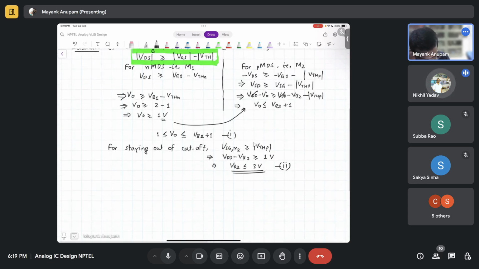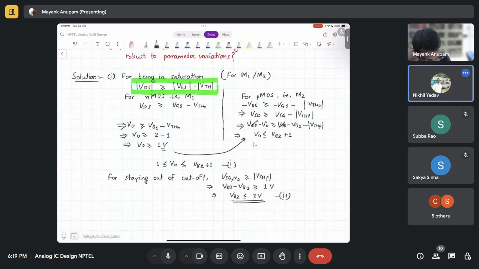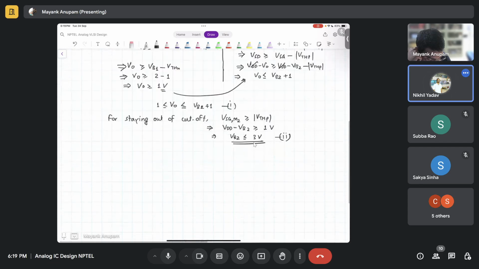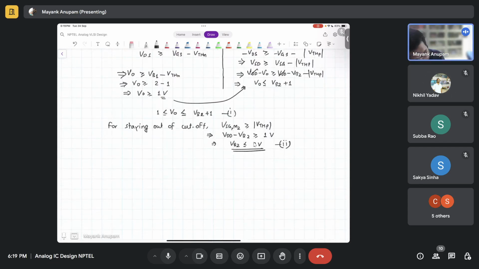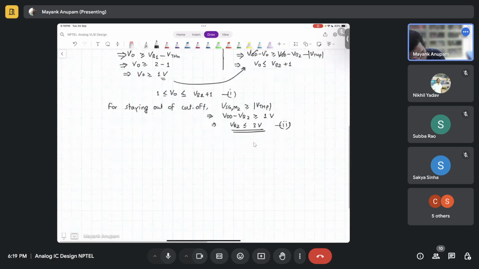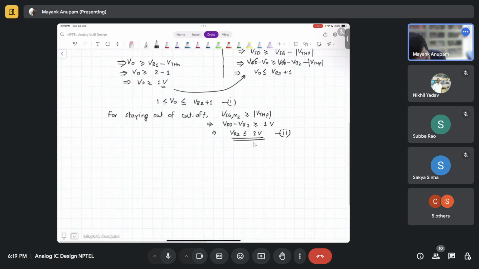You can take directly VB2 as 3 volts. Why should I do that? In order to be in saturation. Okay, so let's take VB2 is equal to 3 volts and see what happens.